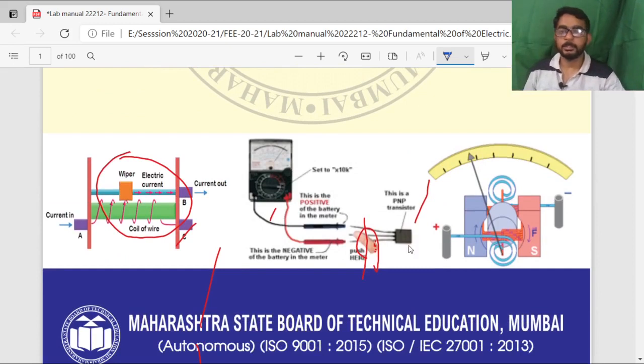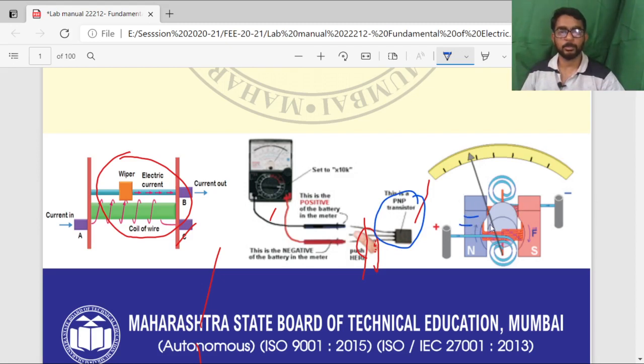So, look at this. This is the very basic structure for the rheostat. This is the very basic structure for this ammeter, and it is also known as a multimeter. This is the PNP transistor, and this is the internal structure for this permanent magnet moving coil instrument.